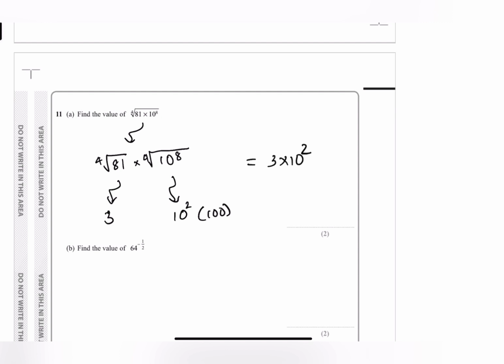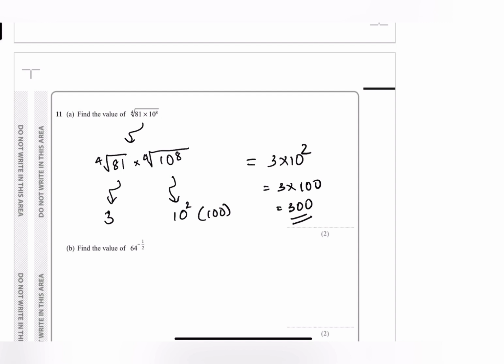Now let's move on to the next problem, which is find the value of the 4th root of 81 times 10 to the power 8. Here you can split this into two halves: the 4th root of 81 times the 4th root of 10 to the power 8. So you know the 4th root of 81 is 3 and the 4th root of 10 to the power 8 will be 10 square, which is 100. Then the answer will be 3 times 10 to the power 2, or 3 times 100, or 300.